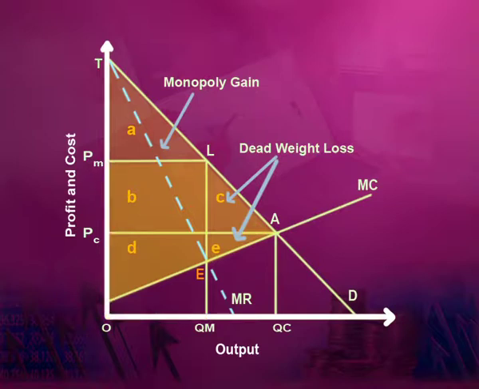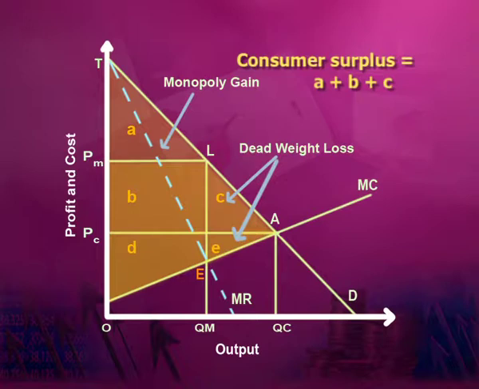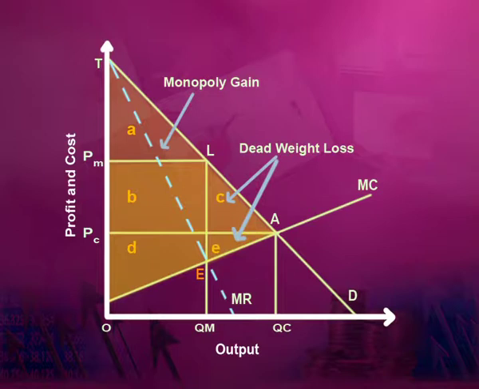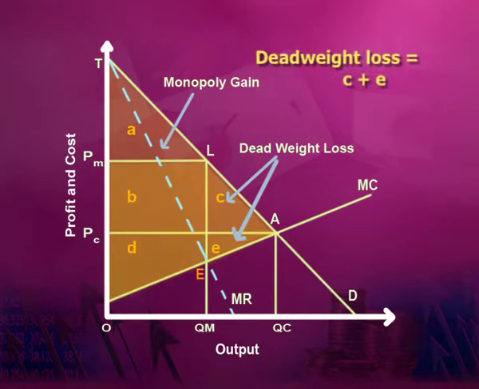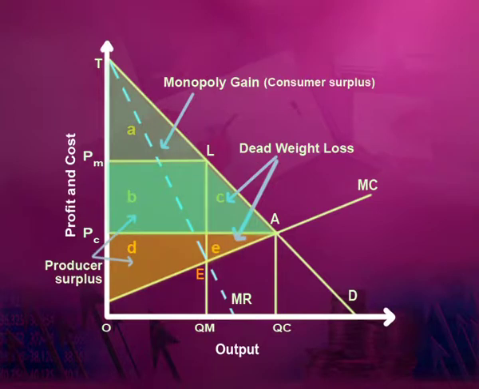Now, first consider the consumer and producer surplus in the case of perfect competition. In perfect competition, consumer surplus is equal to A plus B plus C. Producer surplus is equal to D plus E. Now, consider the consumer and producer surplus in the case of monopoly. In case of monopoly, consumer surplus is A, producer surplus is B plus D, and thus deadweight loss is equal to C plus E.